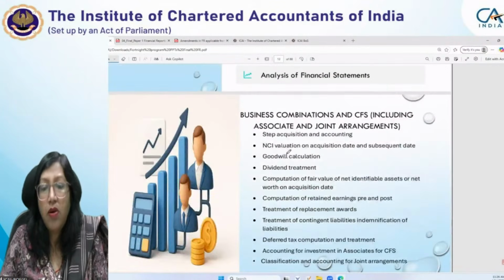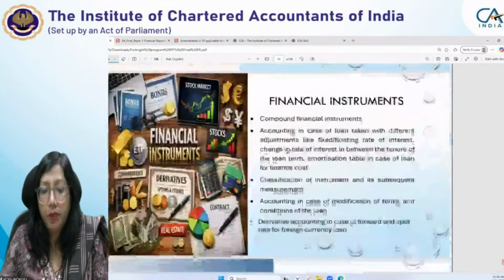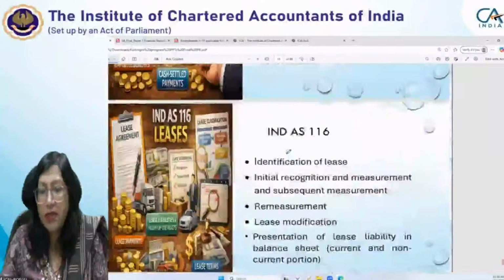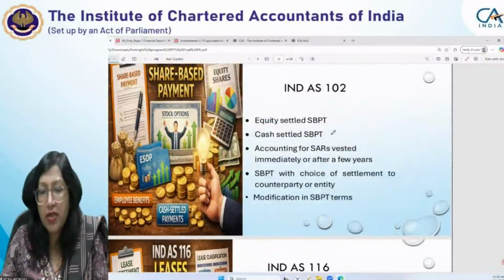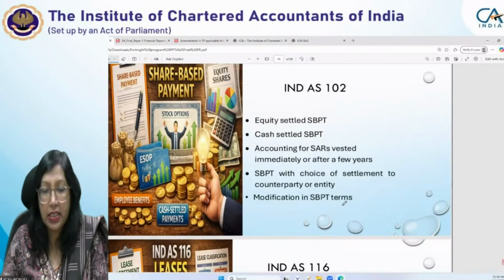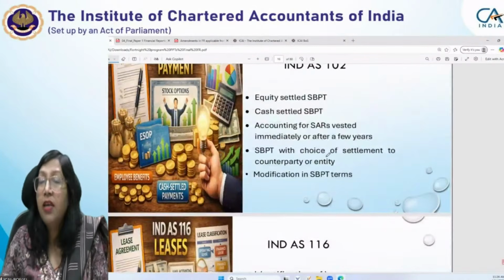Moving to Ind AS 102, I already talked about all these things: equity settled share-based payments, cash settled accounting of SARs, share-based payment with choice of settlement to counterparty, and modification. I told you these are four important areas which you should be ready with.